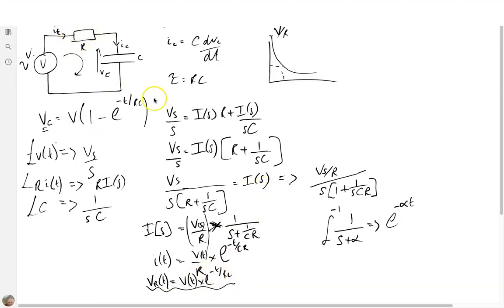Well, because of Kirchhoff's, we know that the total V must equal this one plus this one. So therefore we can see that the VC of t must equal, that is where that equation comes from. This equation here, same as this equation here.